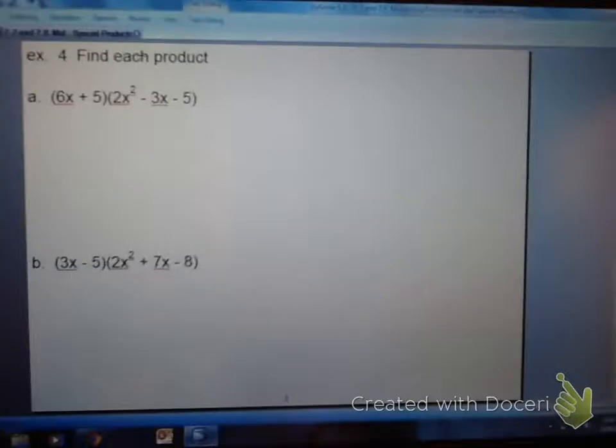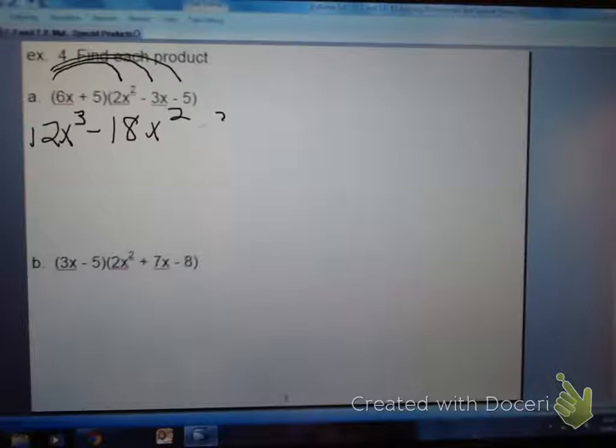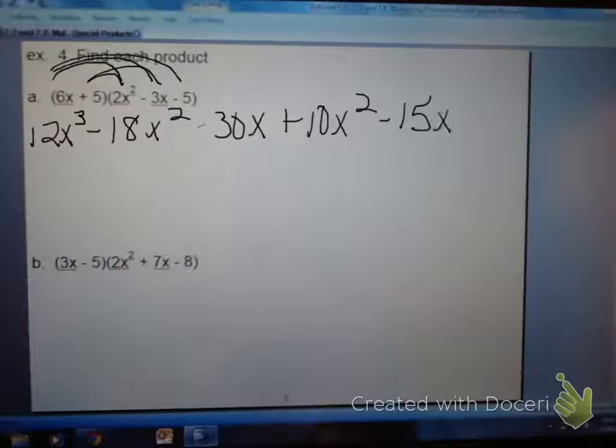Number 2, when we find the product, we have a binomial times a trinomial. We're going to have to do the distributive property. So we're going to multiply 6x times 2x squared. Make your little rainbows. That really does help. And you get 12x cubed. And then we're going to multiply 6x times a negative 3x and get negative 18x squared. And then 6x times a negative 5 and get negative 30x. Now we're going to multiply 5 times everything and get 10x squared. 5 times a negative 3x is a negative 15x. And 5 times a negative 5 is a negative 25.